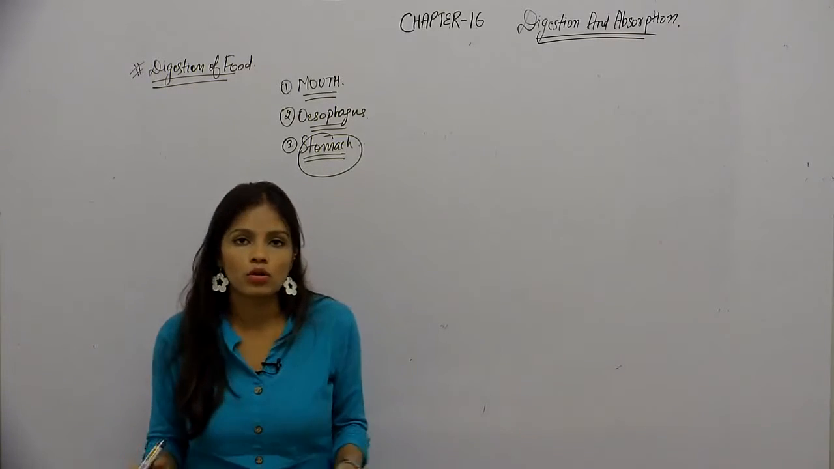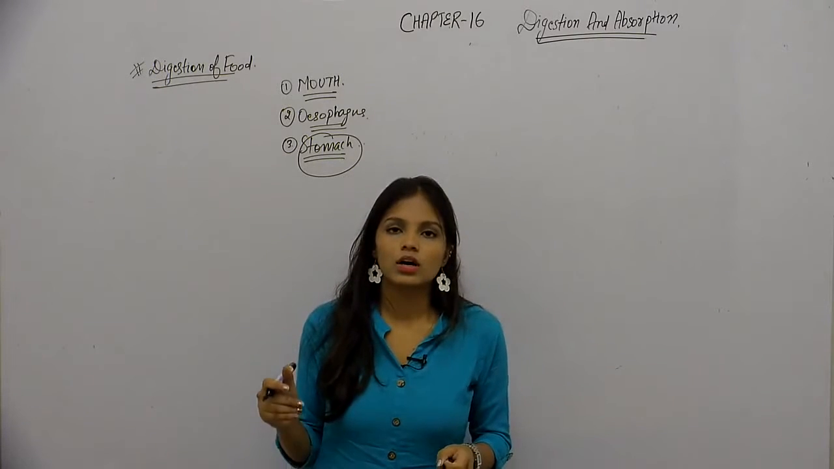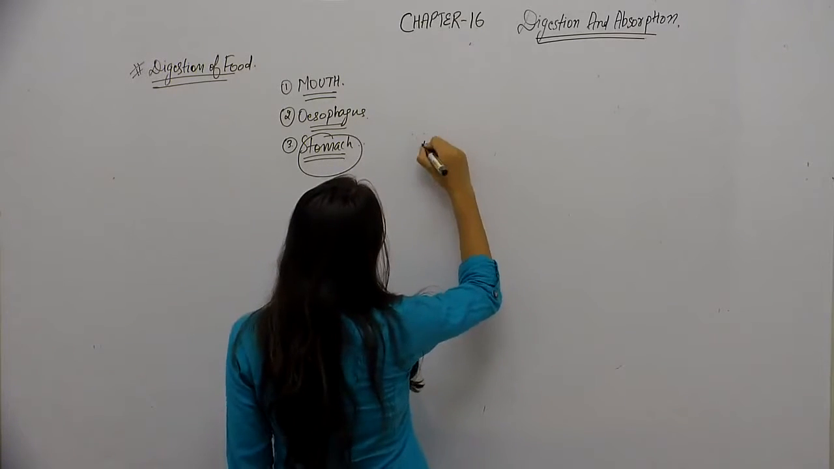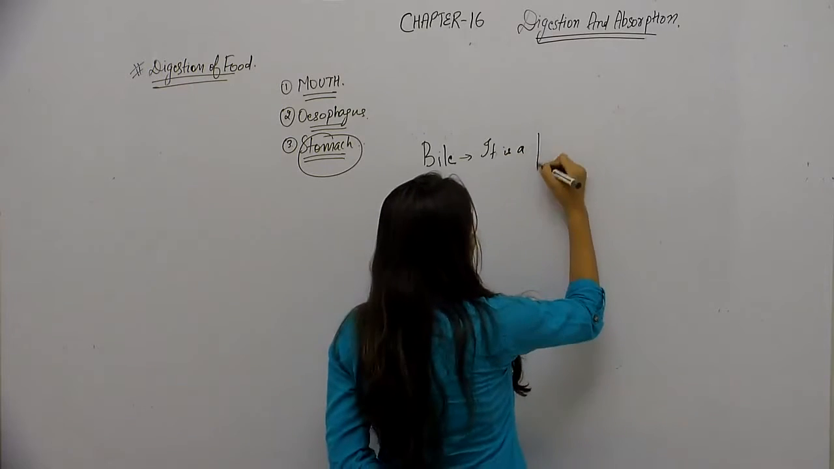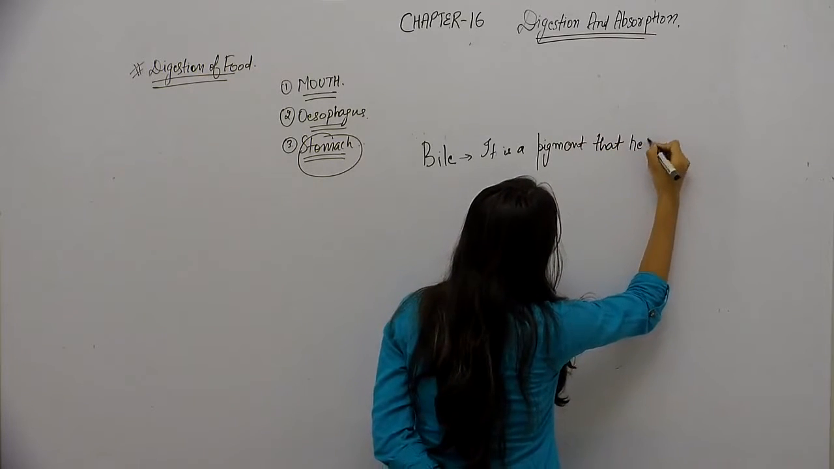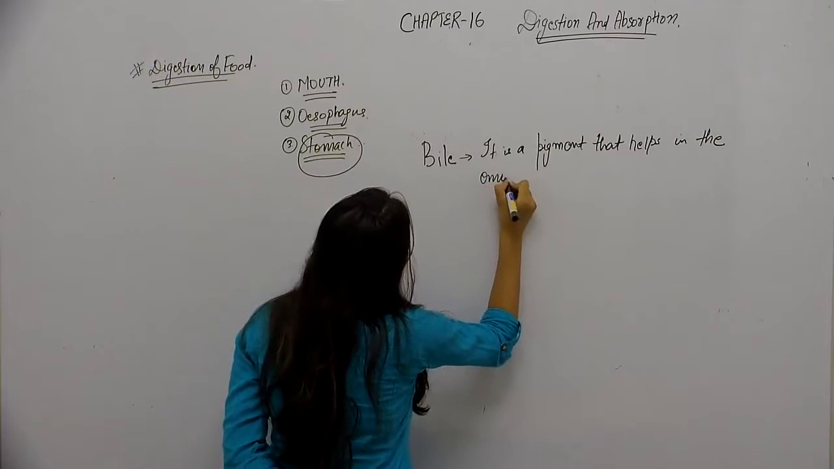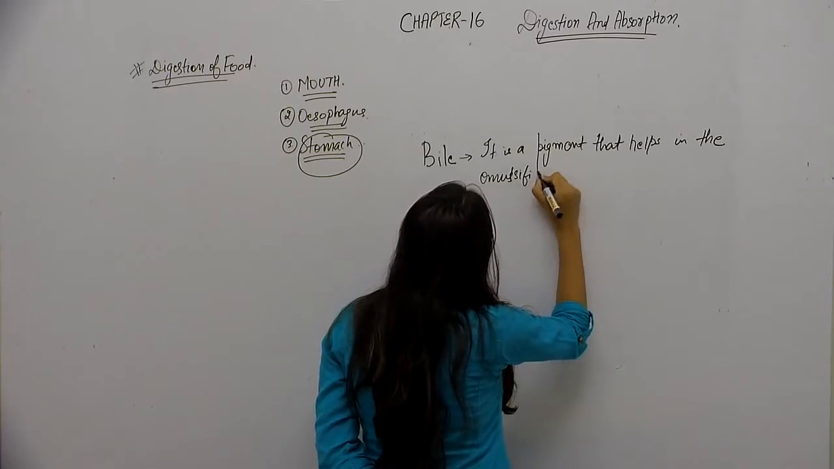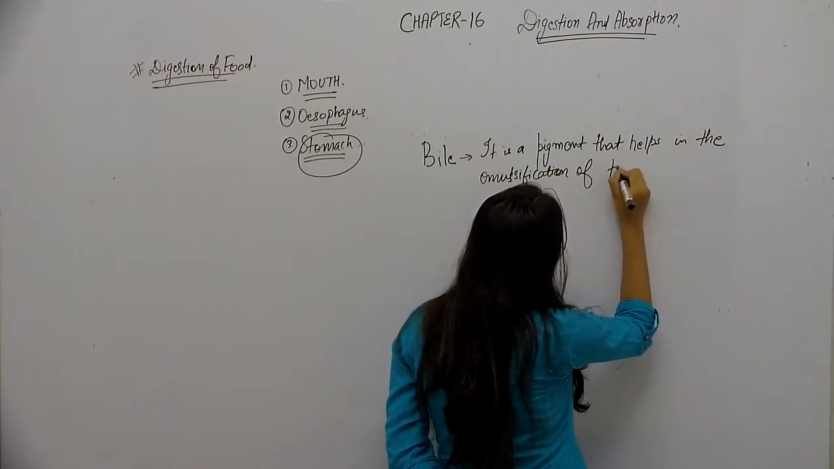As you know, the bile is also mixed with the food which is coming from the stomach, from the hepatopancreatic duct. Let me tell you about bile. Bile is basically a pigment that helps in the emulsification of fats.